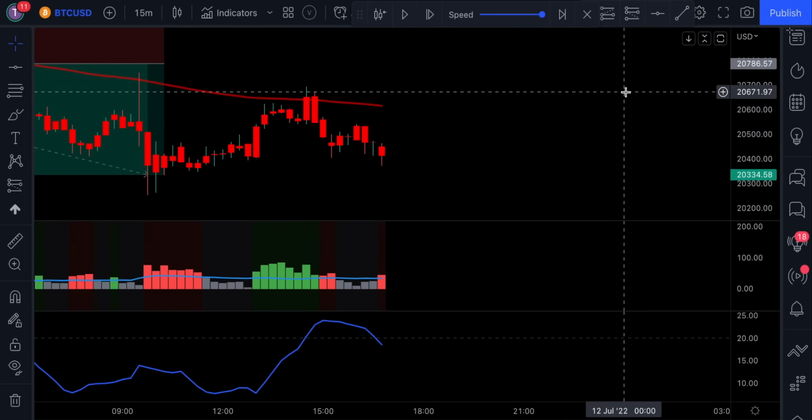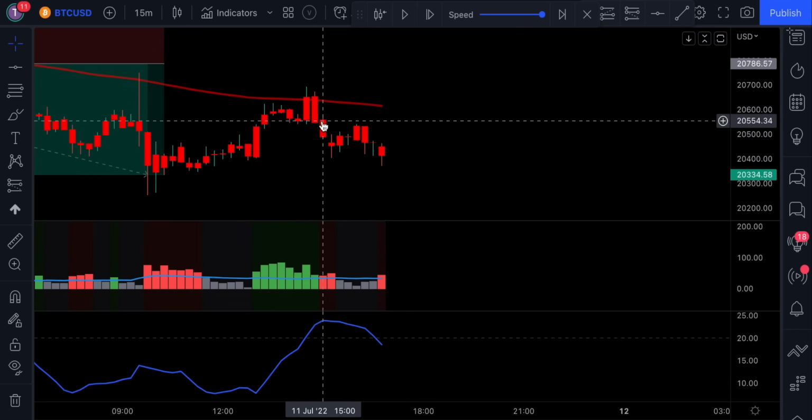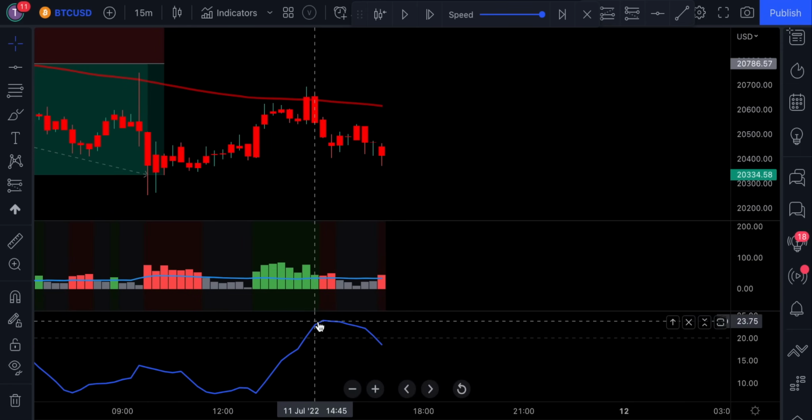Here's another example. We see the price action is still being below the moving average. Our first confirmation indicator issued a sell signal, and the ADX line confirms it.